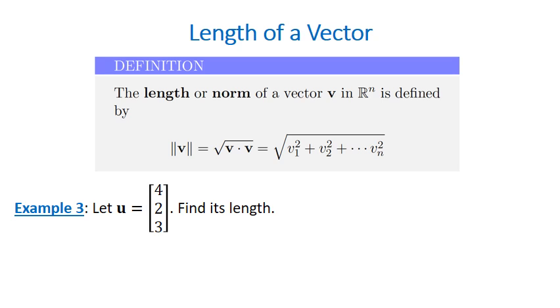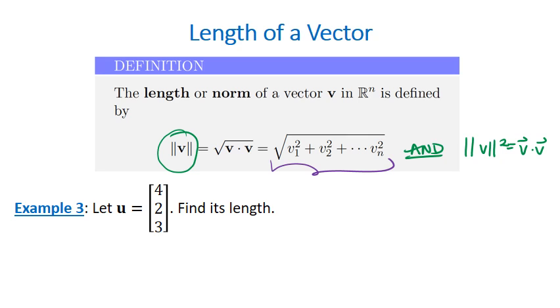Sometimes we will want to find the length of a vector, which is denoted in this way here. Sometimes we refer to it as the norm of the vector as well. And it is defined in this way here. This definition also states that this is equal to the square root of v dot v. Really there are a couple different ways you can find this length. Typically I use this definition just to keep consistent.